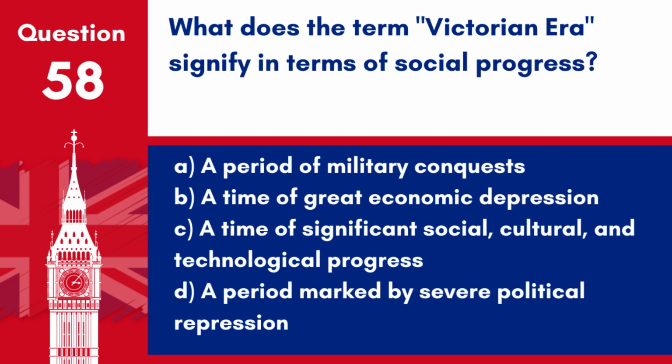Question 58. What does the term Victorian era signify in terms of social progress? A. A period of military conquests. B. A time of great economic depression. C. A time of significant social, cultural, and technological progress. D. A period marked by severe political repression. Answer: C. A time of significant social, cultural, and technological progress. The Victorian era signifies a period of significant social, cultural, and technological progress in Britain.